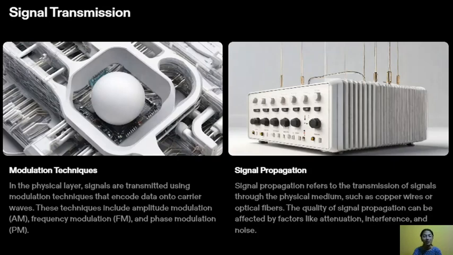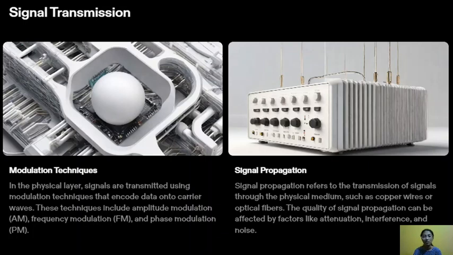How is the signal transmission in the physical layer? It can be conducted in two ways: modulation techniques and signal propagation. In modulation techniques, signals are transmitted using modulation techniques which encode the data into carrier waves. These techniques include, as we have explained in the previous slides, amplitude modulation, frequency modulation, and also phase modulation.